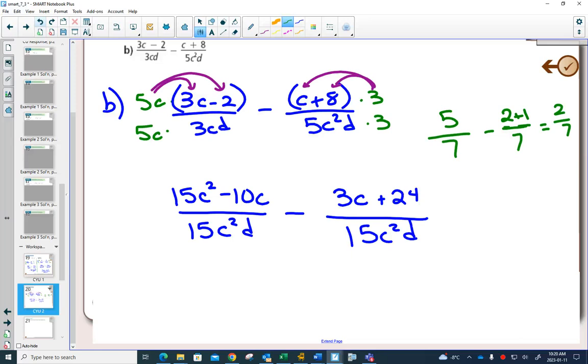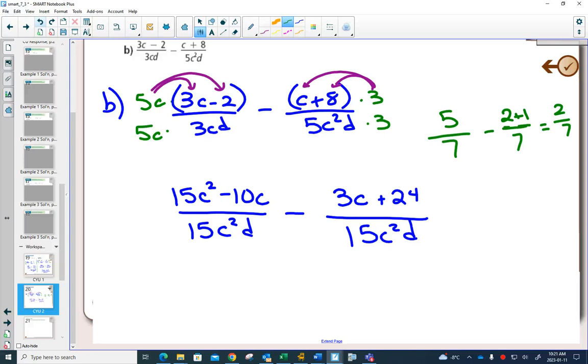Here's what people do in algebra as a mistake. They do this: 5 minus 2 is 3, and then plus 1 is 4. And they get 4 sevenths as an answer. Can you see the mistake that they made? You know with numbers that the order of operations says I should do 2 plus 1 first. But 2 plus 1 is 3, and then 5 minus 3 is 2.